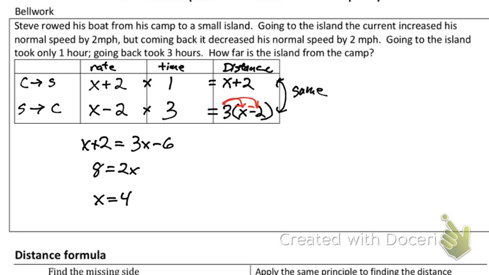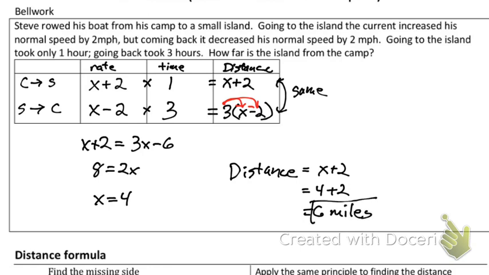It says, how far is the island from the camp? That just solves for x. The distance is x plus 2. So our distance equals x plus 2, which in this case would be 4 plus 2, which equals 6 miles. That's the correct way to pronounce miles.